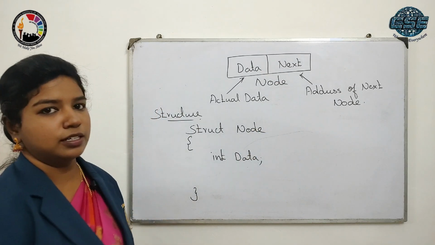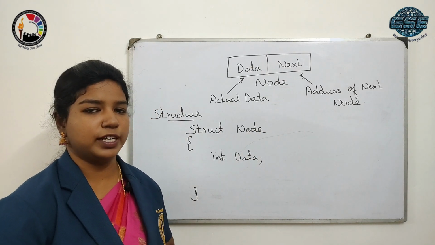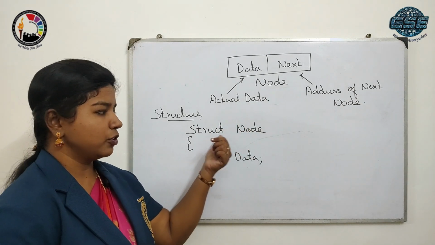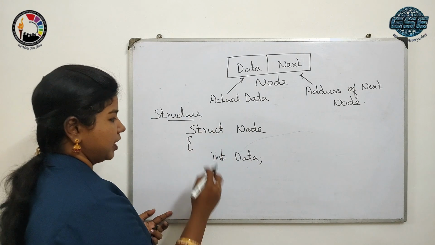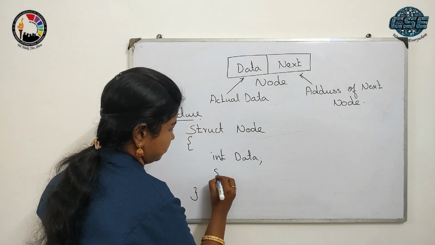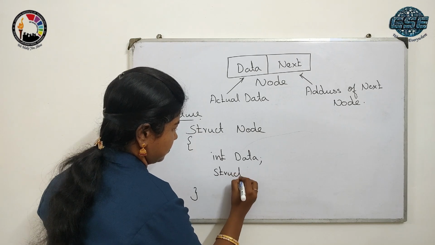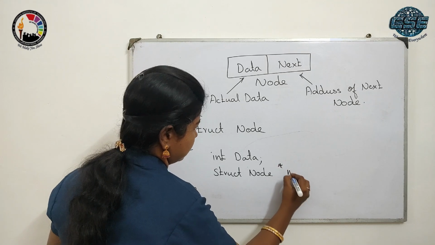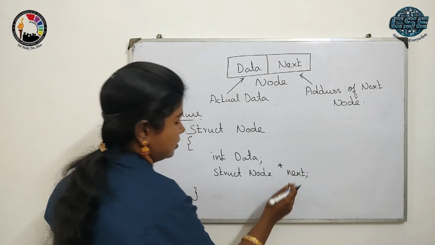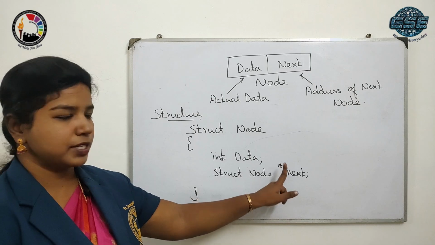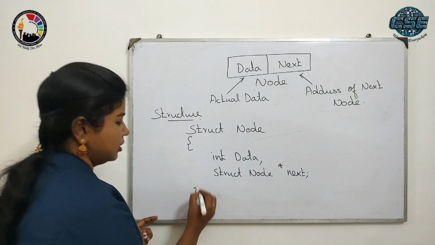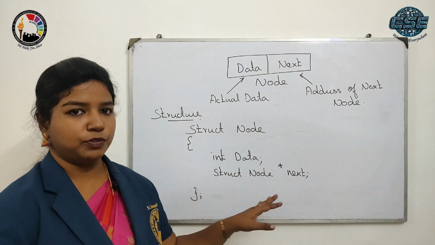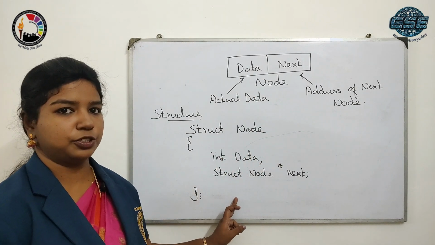And the next part will store the address of next node's memory address location. So this will be a pointer variable. For this struct node, I am going to create a pointer variable for next node. Struct node, pointer next. Since it is going to store the address, I am using the pointer variable. So struct should be ended with a semicolon. So this is the structure of the node.